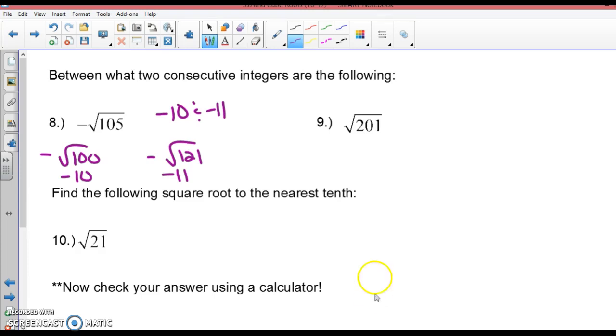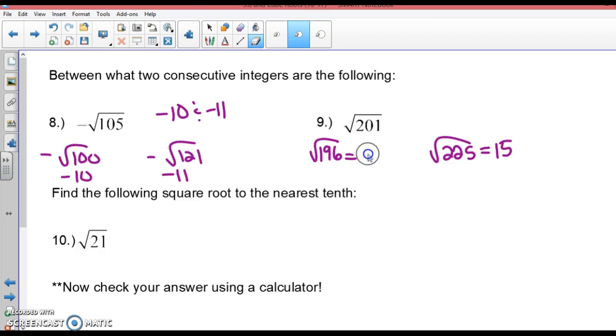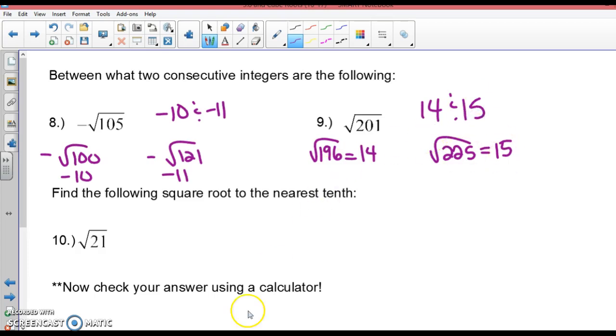Well, we've got the square root of 196 is 14, and the square root of 225 is 15. It's between 14 and 15, and again, it would be closer to 14.